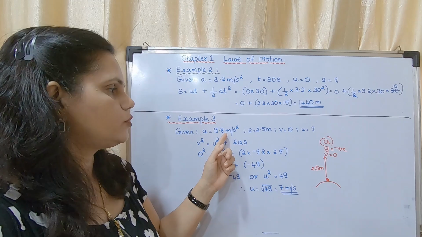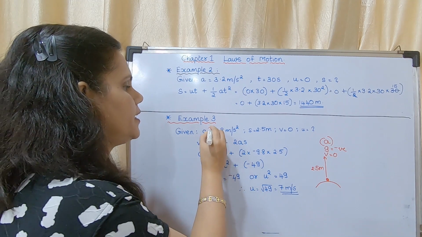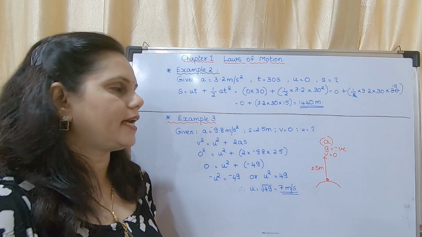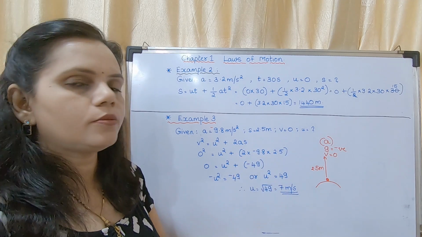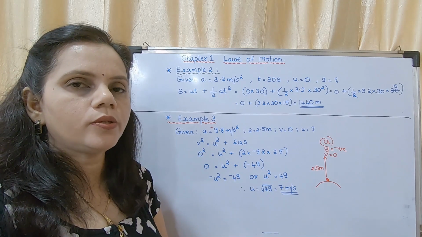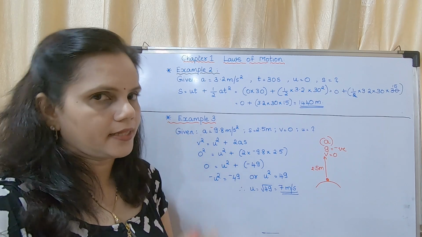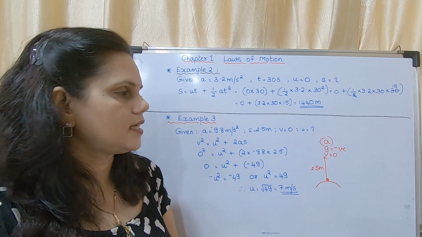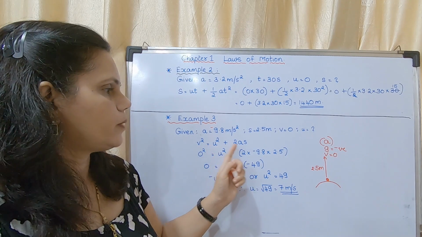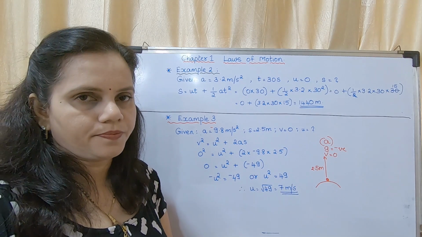Given A is equal to 9.8 meter per second square. Here we have to take it as negative. Why are we taking it as negative? Because it is going in the upward direction. S is equal to 2.5 meter. It is given in the question. Final velocity is equal to 0, because after going up it will stop and then come down. So the final velocity is 0. So v square is equal to u square plus 2as. Here you may see you have to find out u.